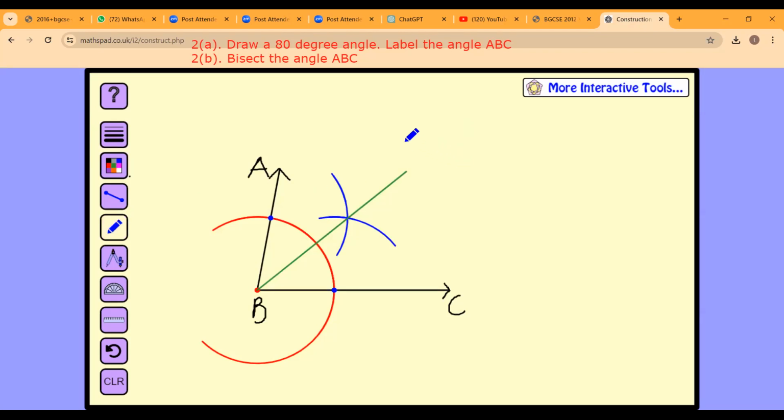All right, so we call this a what? Bisector. So the line that cuts the angle in half is called a what? Bisector. Bisector, very good.